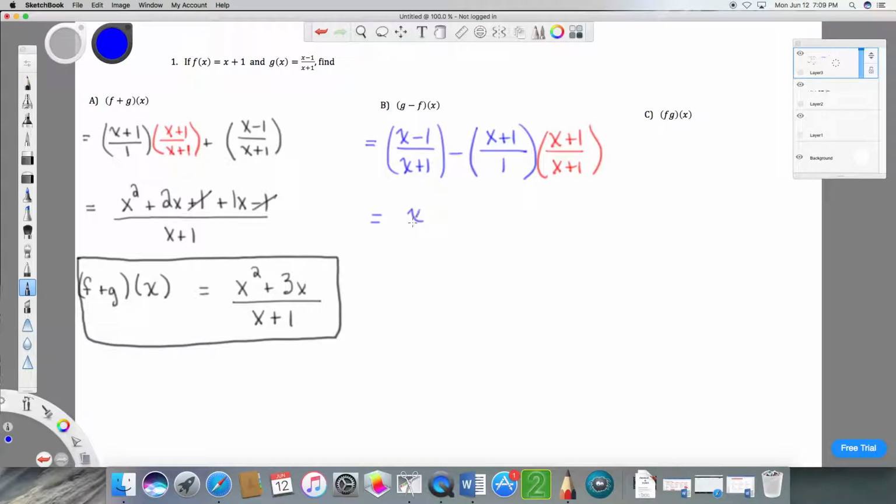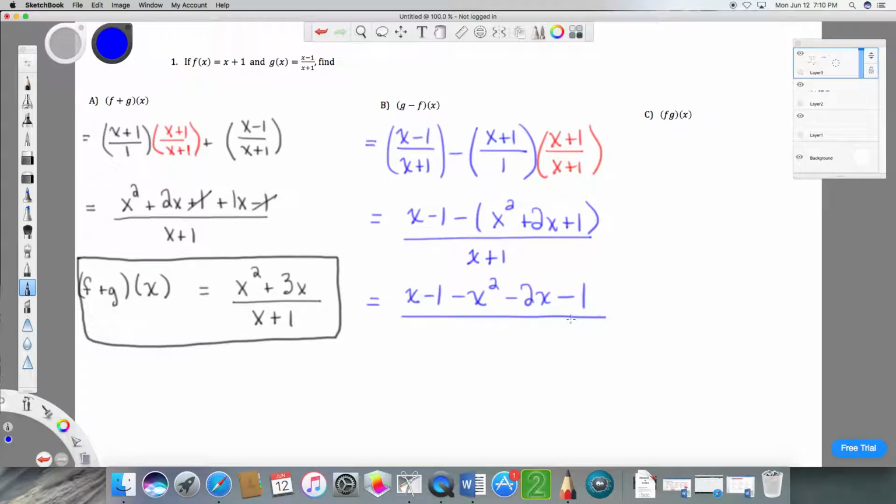So now, with a common denominator of x plus 1, let's multiply x plus 1 times itself and get x squared plus 2x plus 1. Now, since you're subtracting that, you're not just subtracting the first term, you're subtracting the whole thing. So you need parentheses around that. So now in the numerator, we have x minus 1 minus x squared minus 2x minus 1. This is all over x plus 1.